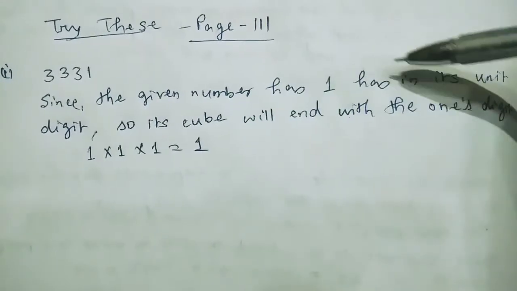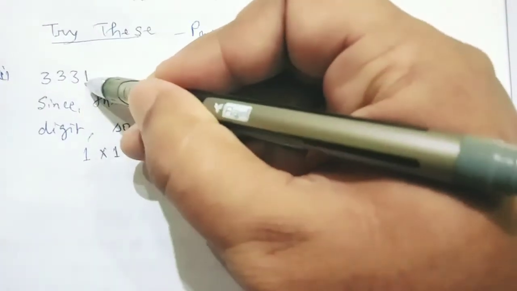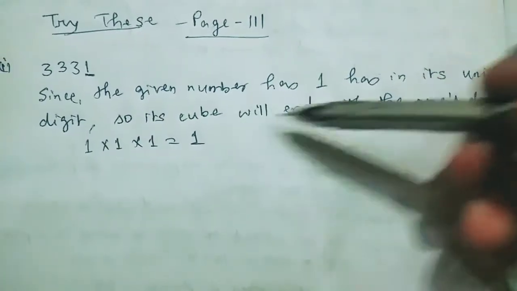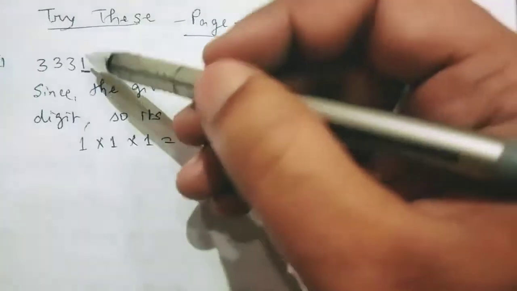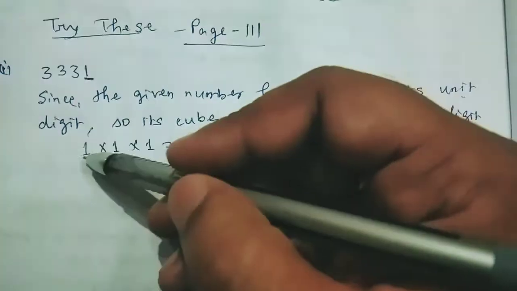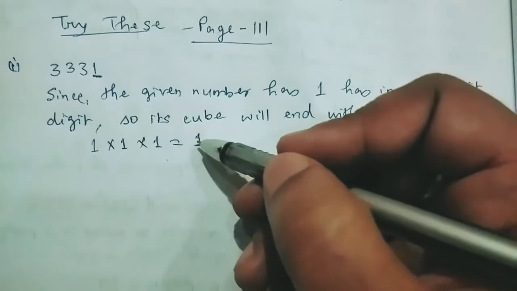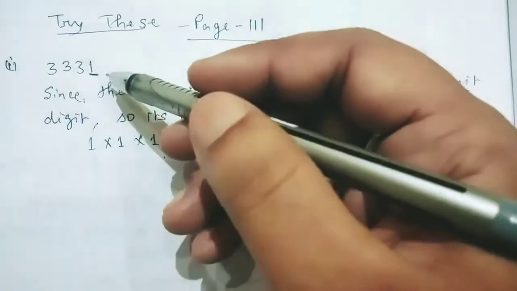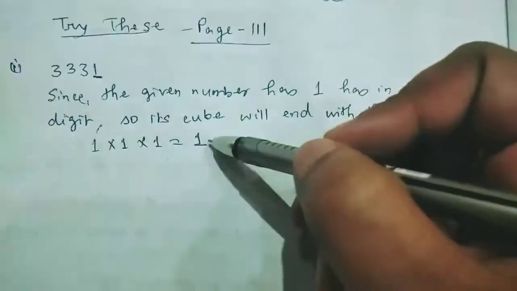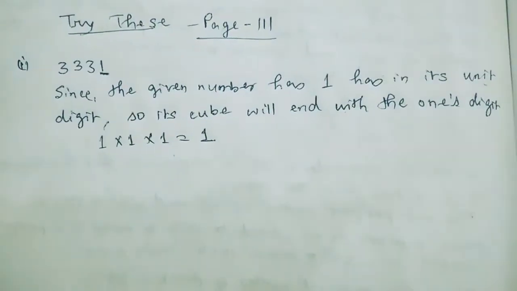Since the given number has 1 as its unit digit, here the ones place is 1. So its cube will end with the ones digit, this one. That means you have to multiply this ones digit 3 times. Then what will you get? 1. Okay, that means the ones digit of this cube will be 1. That's it. You have to multiply the ones digit only. Then you will get the answer.